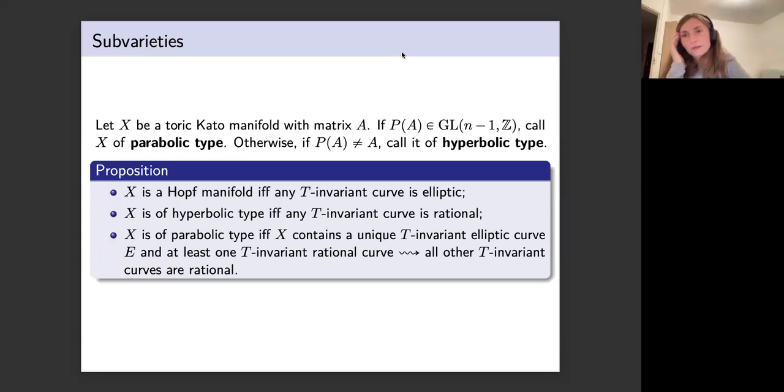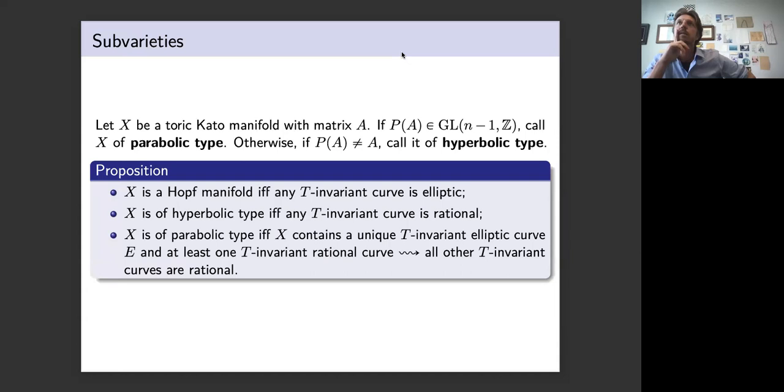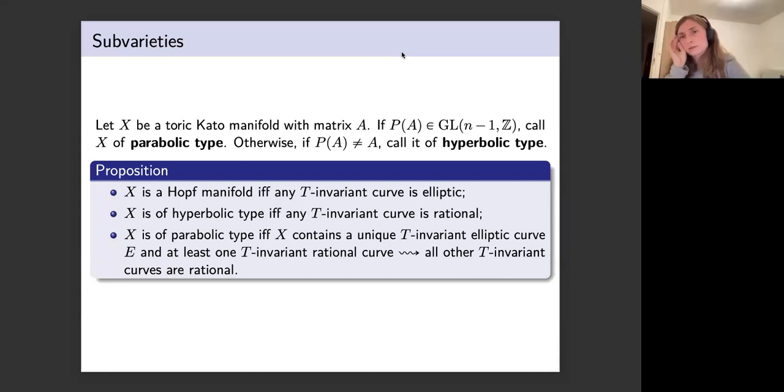Okay. So in other words, a toric Kato surface is exactly an Inoue surface of parabolic or hyperbolic type, or a diagonal Hopf surface. Yeah, exactly that.